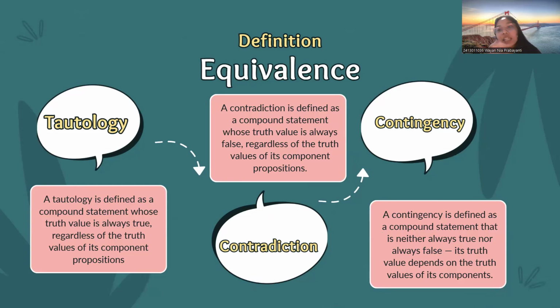So, in other words, I can conclude a tautology is a statement that is always true, no matter what. A contradiction is a statement that is always false. And the last, contingency, is anything between them, sometimes true and sometimes false.